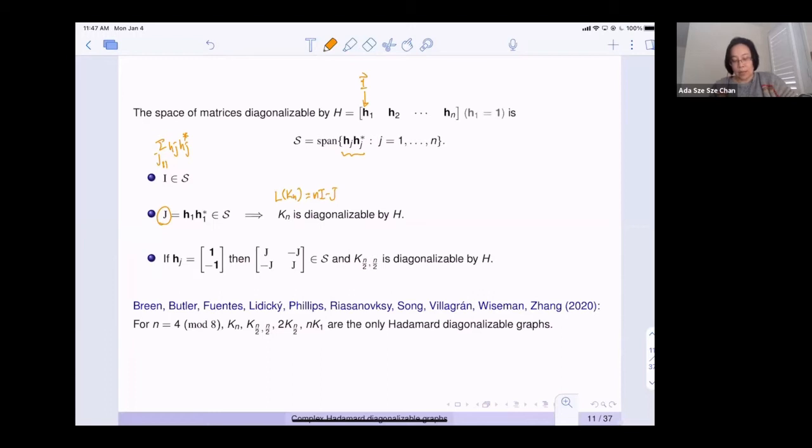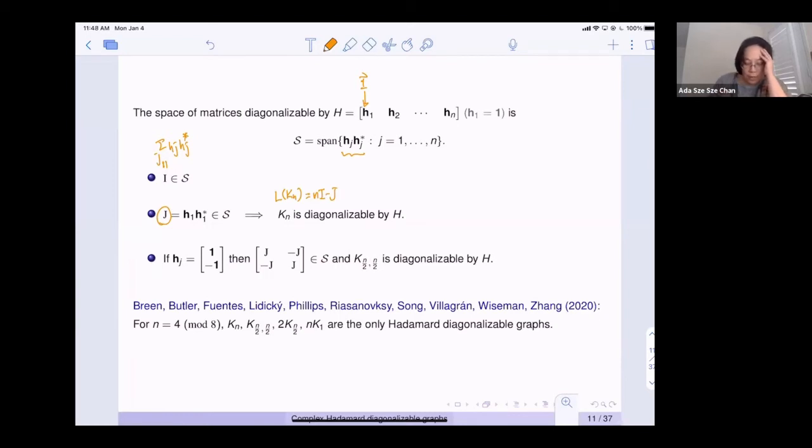So then the Laplacian matrix of the complete graph is always in the space S. So we know that no matter which complex Hadamard matrix we're dealing with, as long as it's dephased, then the complete graph is diagonalizable by H. Okay, so it's something quick.